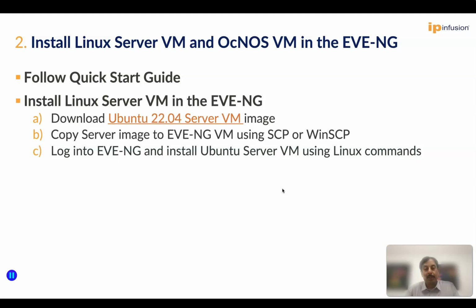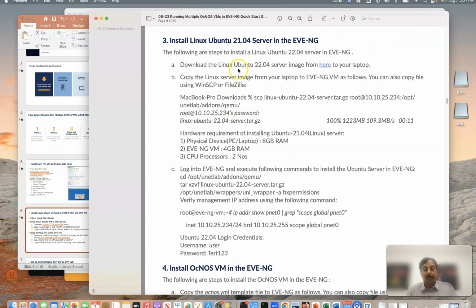This is done by using simple Linux commands. We are going to download the VM image, and we are going to copy the image into EVE-NG VM using either SCP or WinSCP. Then we log into EVE-NG and install Ubuntu server. So this might sound like a big thing, but it's a few Linux CLI commands which are given in the quick start guide. Here is the quick start guide. Download, copy the image, log into the server, and perform a simple Linux command. So this is what is involved in installing Linux server.